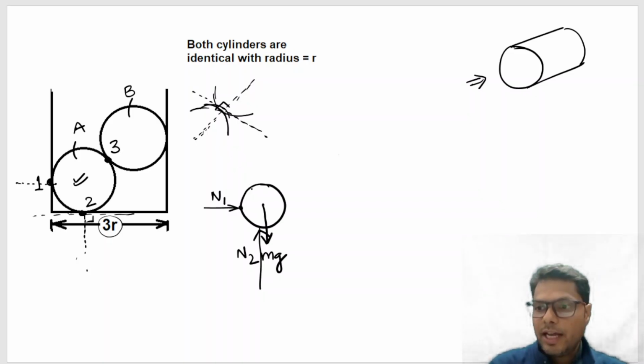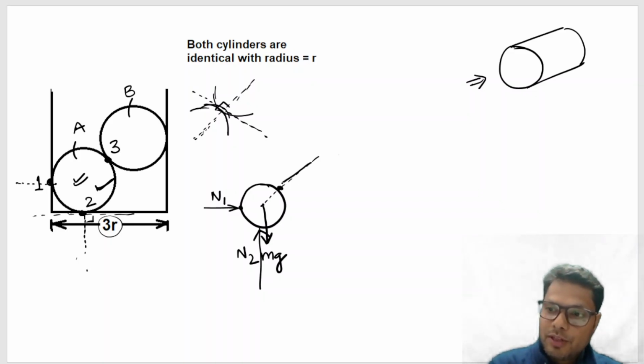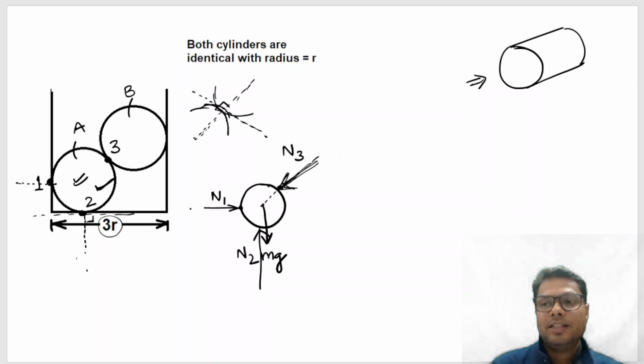Now, along this line, this cylinder will experience a force which is of push nature. The force will be of push nature. This cylinder will experience a force like this. This will be the direction of N3.